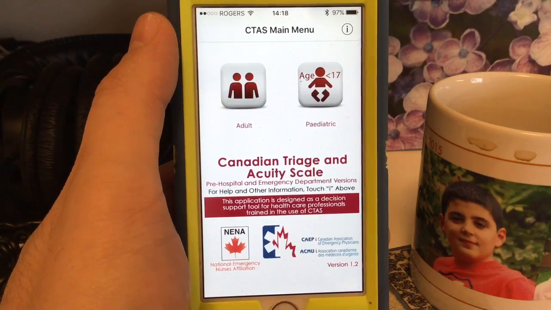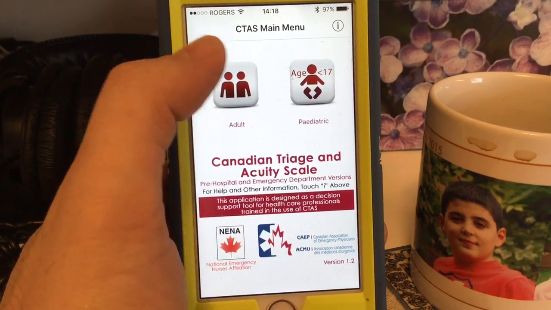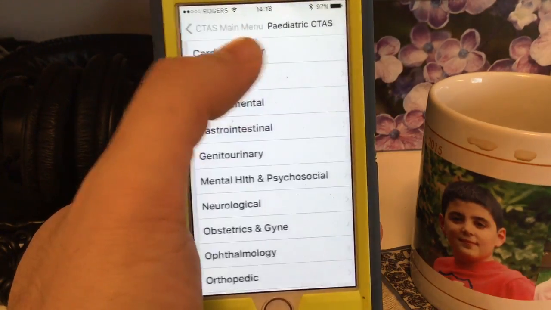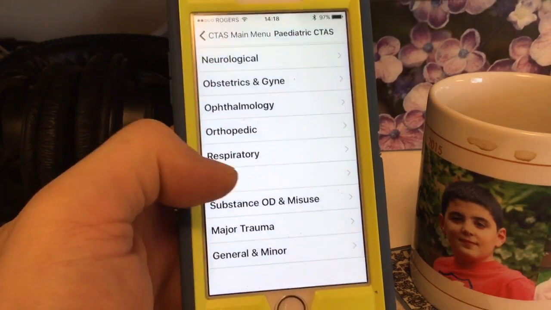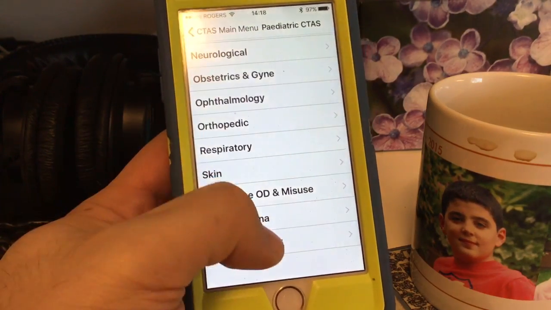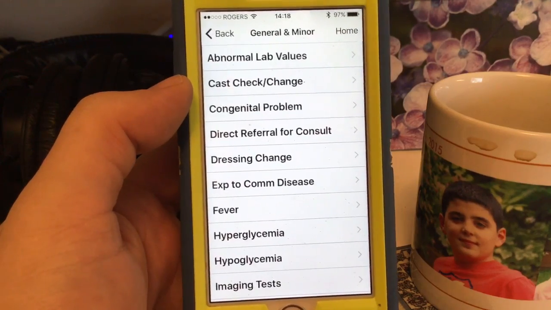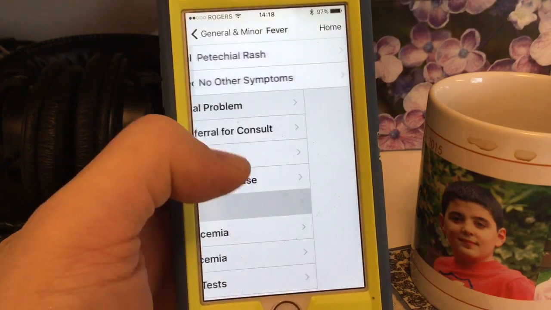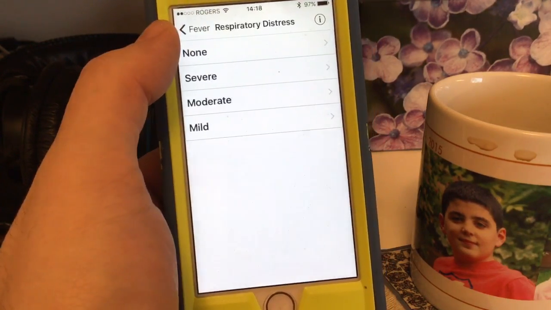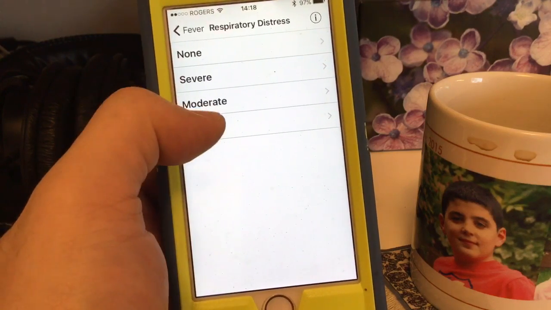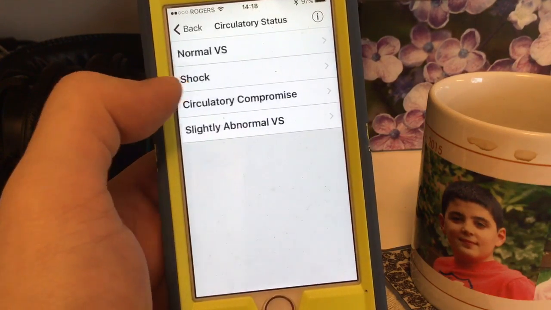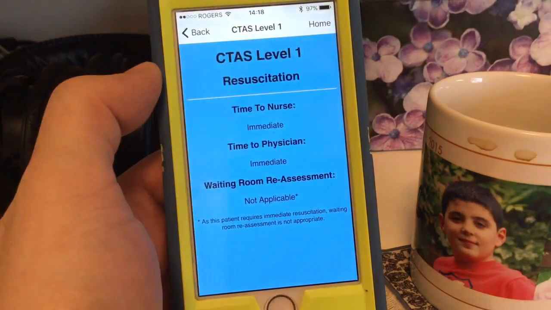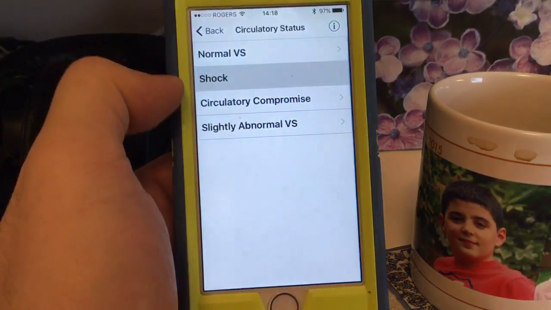So let's start looking at a standard CTAS, this is the validated tool. We'll start with pediatrics, and we're going to start with a complaint of fever to see how CTAS handles pediatric fever. So this is fever. If you have a particular rash that takes you down the meningitis pathway, and once you get to something like shock, you're immediately a CTAS 1.